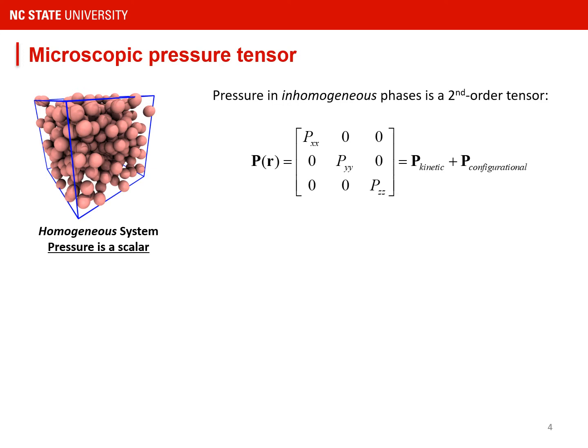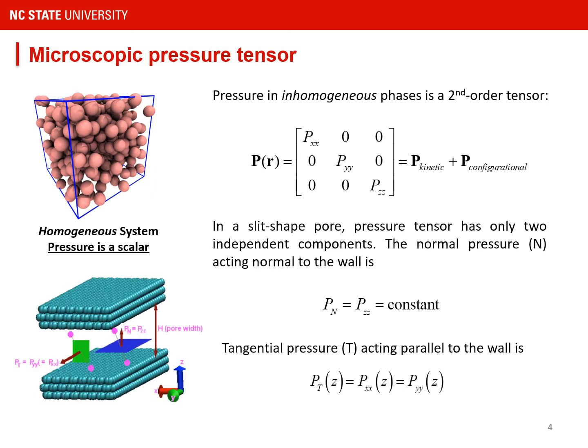As in the bulk case, the pressure tensor can also be decomposed into the kinetic contribution and the configurational contribution. The kinetic contribution is from the thermal motion, and the configurational contribution is from the intermolecular forces. For example, in a slit-shaped pore, there are two components of the pressure tensor. One is the normal pressure, which is perpendicular to the surface, and this normal pressure is a constant and well-defined. The other component is called the tangential pressure, which is parallel to the surface. And the local value of the tangential pressure depends on the distance from the surface.